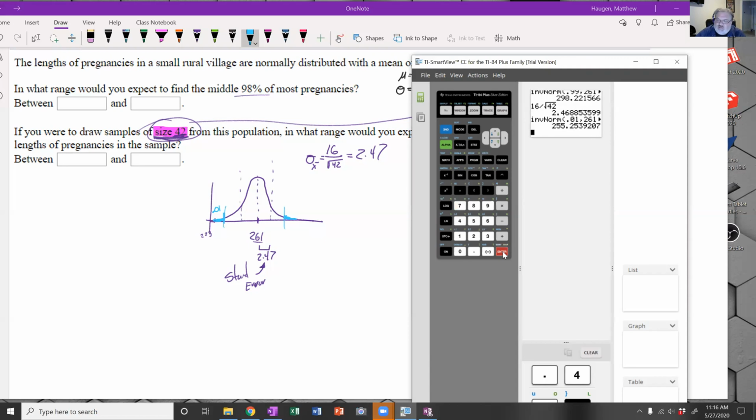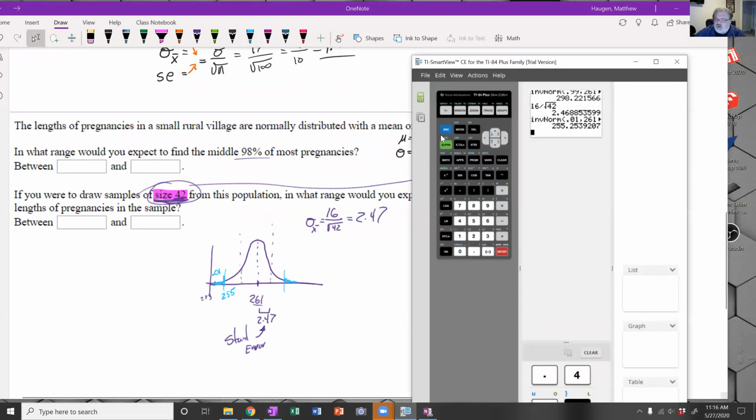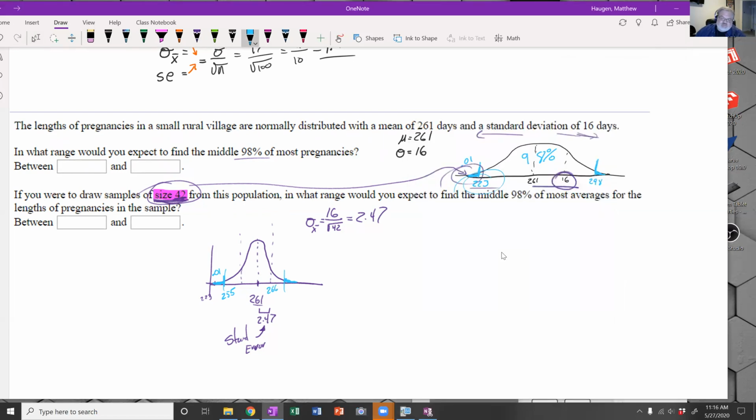Making this all the way up at 255. And we could do the other one with the 99%. Again, still with a mean of our sampling distribution of 261, the mean of the sampling distribution, same as the mean of the population, but with our much smaller standard error, gives us a 266 there. Again, much tighter.